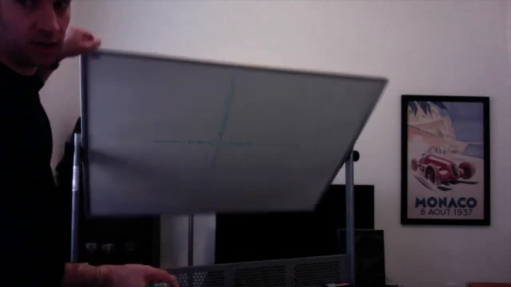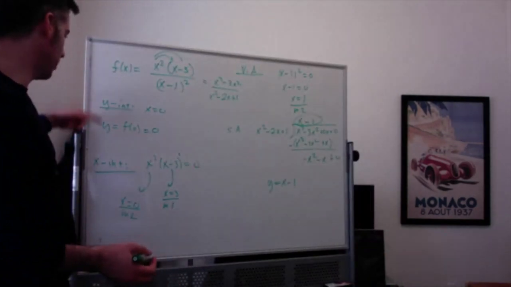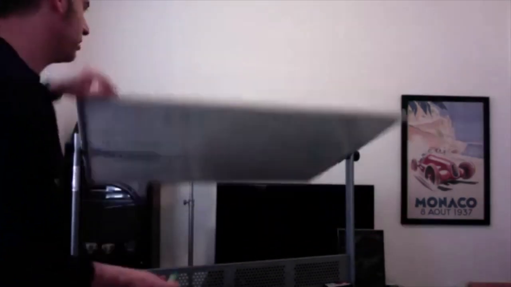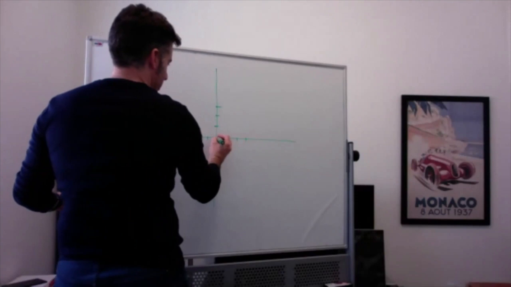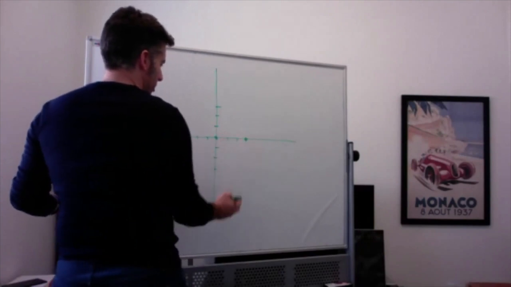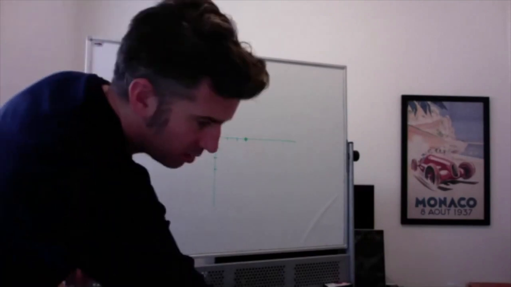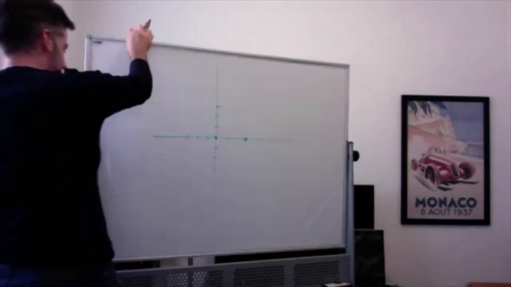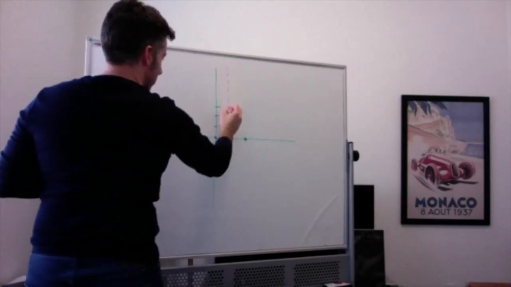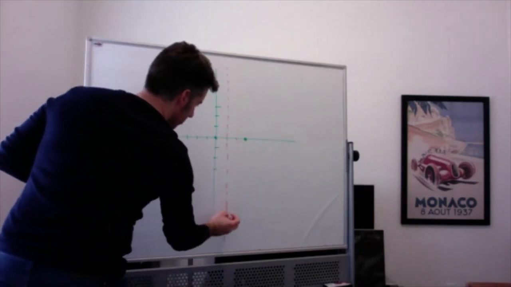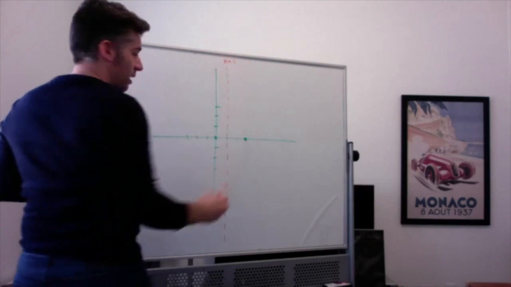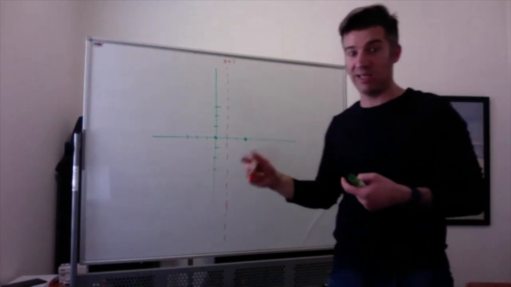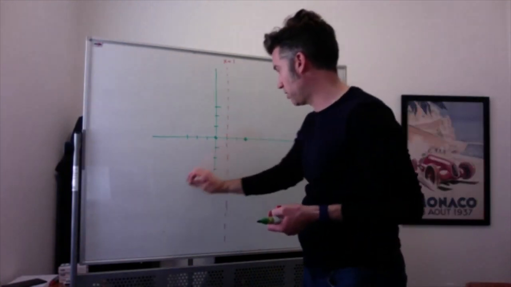Let's double check. So we have, let's see, the y-intercept is 0, the x-intercepts are 0 and 3, and a vertical asymptote at x equals 1. And a slant asymptote of y equals x minus 1. So it's going to have a y-intercept of negative 1 and an x-intercept of positive 1. So it's going to go through those two points there.